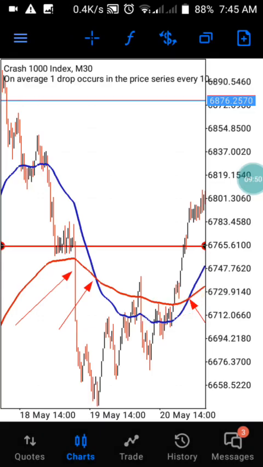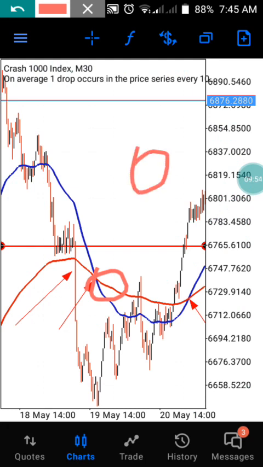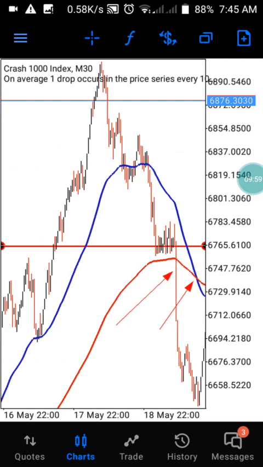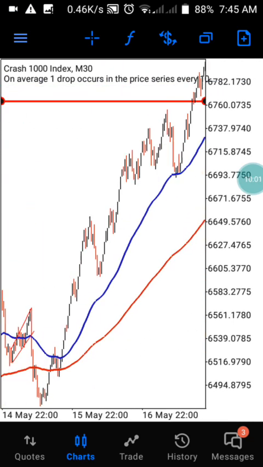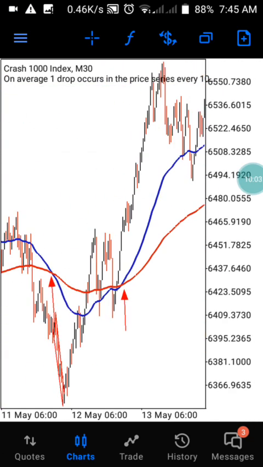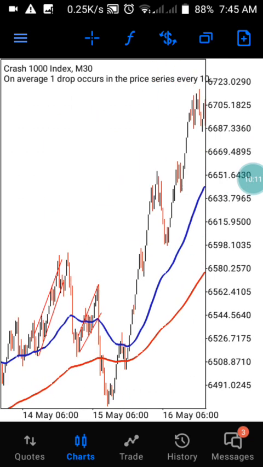So this entry is not for us to take, because we can't find it at this area. So let's check for another crossing. We have another crossing here. You see, it's giving us a crossing on an uptrend. So we want to check now whether it is truly confirmed or not.